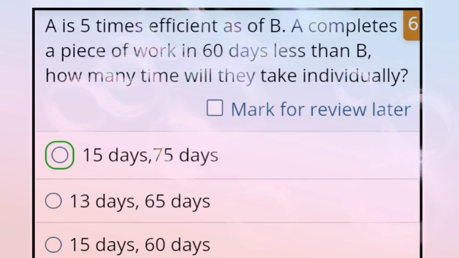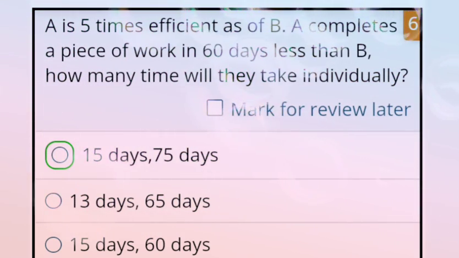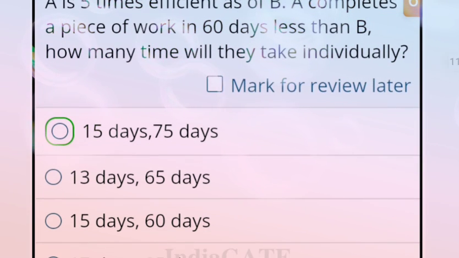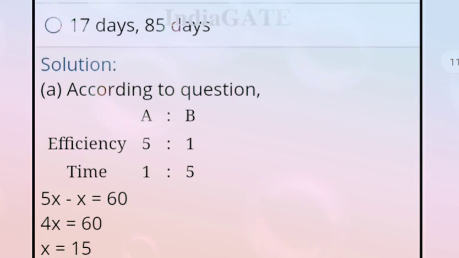A is 5 times as efficient as B. A completes a piece of work 60 days sooner than B. How much time will they take individually? So here option A is correct, that is 15 and 75 days. Now come to the solution. So here the solution is given like this.